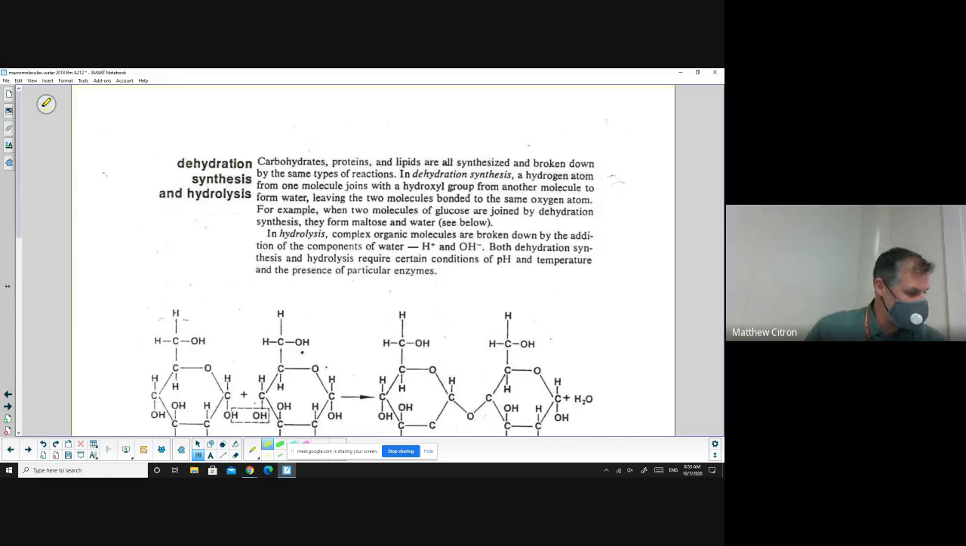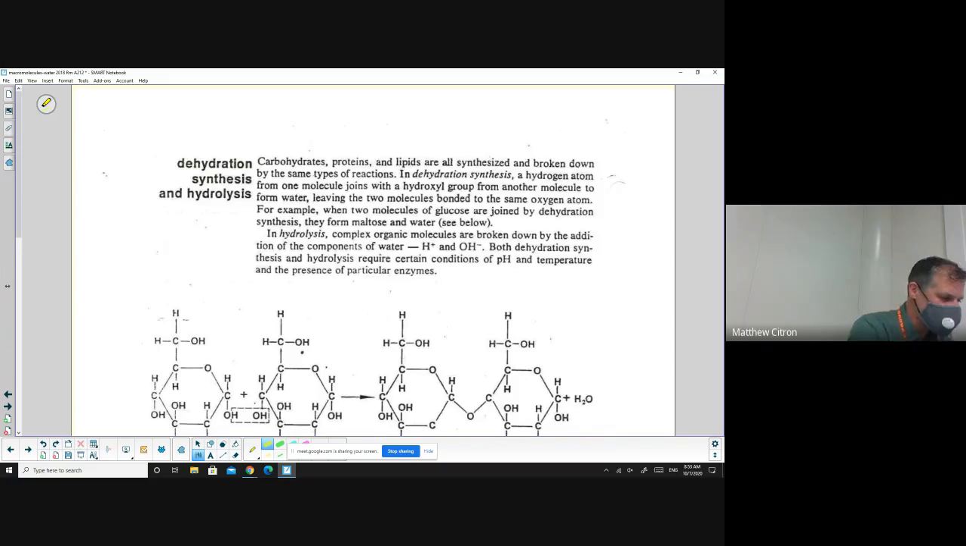Perfect. So carbohydrates, dehydration synthesis, and hydrolysis. Carbohydrates, protein, and lipids are all synthesized and broken down by the same types of reactions. In dehydration synthesis, a hydrogen atom from one molecule joins the hydroxyl group from another molecule to form water, leaving the molecules bonded to the same oxygen atom. For example, when two molecules of glucose are joined by dehydration synthesis, they form maltose and water, see below. In hydrolysis, complex organic molecules are broken down by the addition of components of water, hydrogen and hydroxide. Both dehydration synthesis and hydrolysis require certain conditions of pH, temperature, and the presence of particular enzymes.